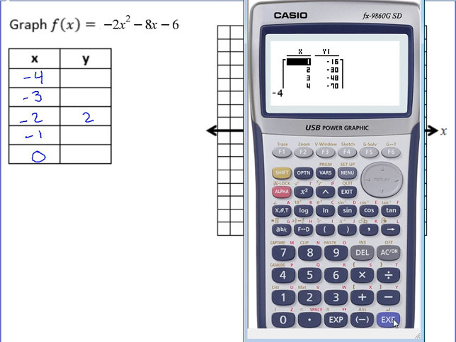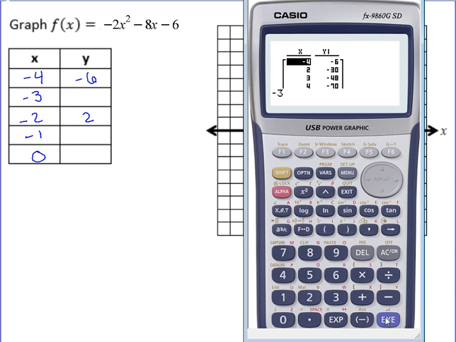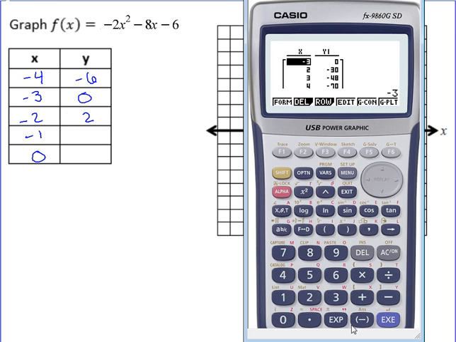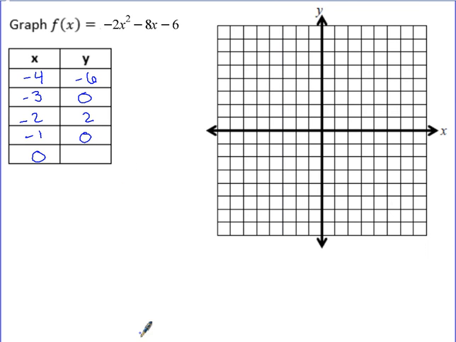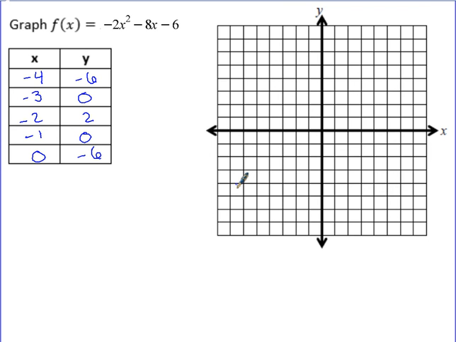So for negative 4, y is going to be negative 6. For negative 3, y is going to be 0. I already know that for negative 2, it's positive 2. So now I can go back to negative 1. For negative 1, it is 0. And then for 0, it is negative 6. So now I have 5 points that I can graph.